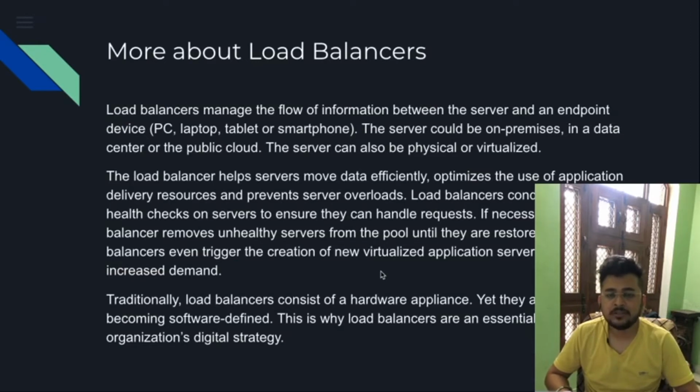The servers, on the other hand, can be of two types. One is on-premise, or it can also be on, let's say, a cloud server such as AWS or Google Cloud Platform. If it is on-premise, these will be physical servers, whereas if it is on cloud, these will be virtualized servers. Now this load balancer helps us move those requests between the servers, and it also helps us move the data efficiently, which means we optimize the use of our application for delivery of the resources, and it also prevents our systems from getting overloaded at times.